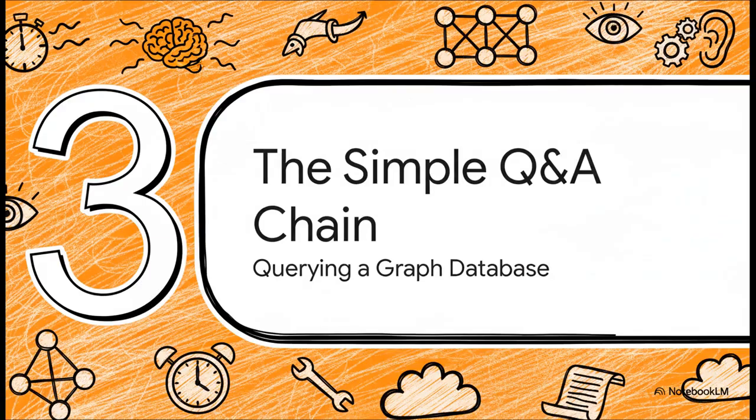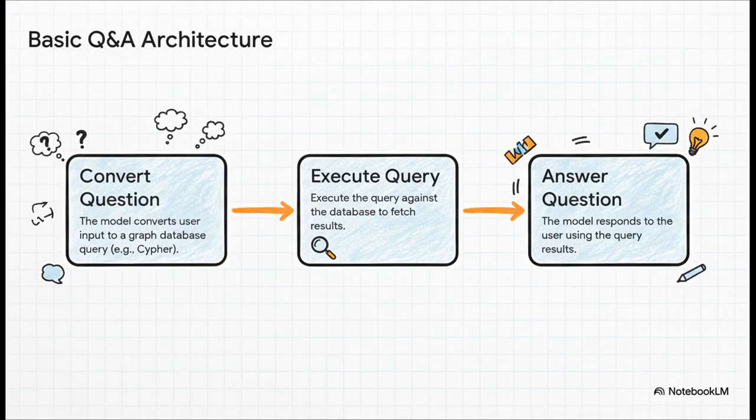So let's tackle that first path, structured data. We're going to connect our AI to a graph database and build a really simple, straight-line process to ask it questions and get answers back. This diagram shows the whole thing perfectly. It's like a three-step assembly line.